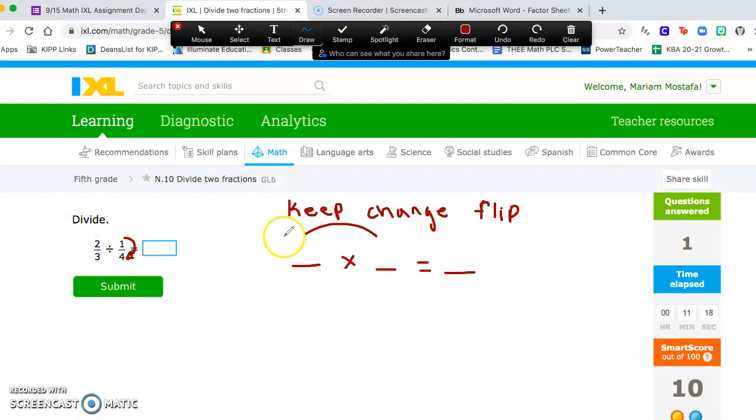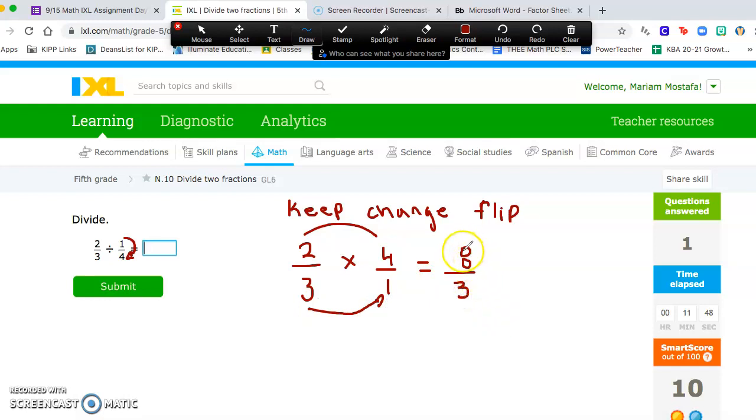Okay, so we have 2/3. We keep the first number. We change the division sign to multiplication, and we flip it, which would be 4/1. Because if I change an operation, I have to take the inverse of the next number. So 2 times 4 is 8. And 3 times 1 is 3.